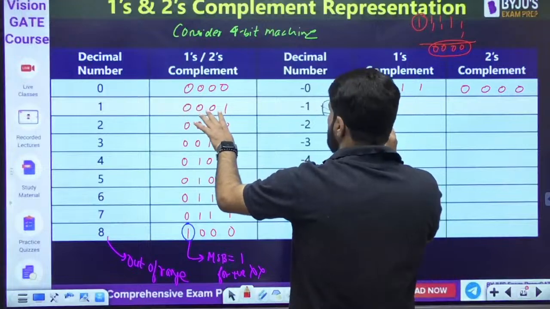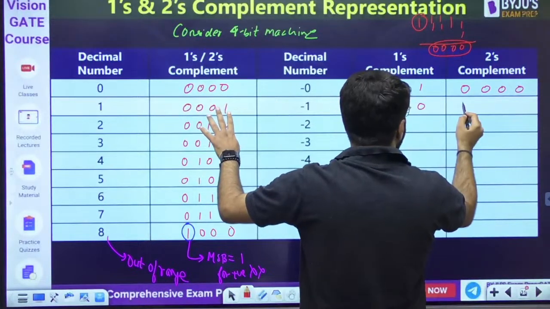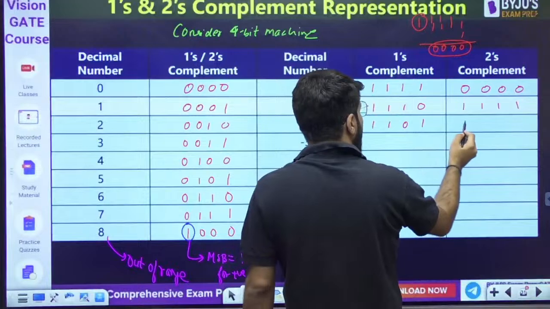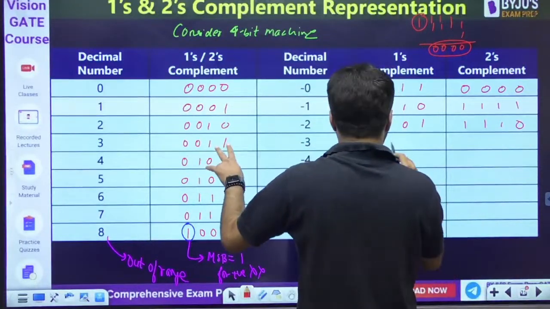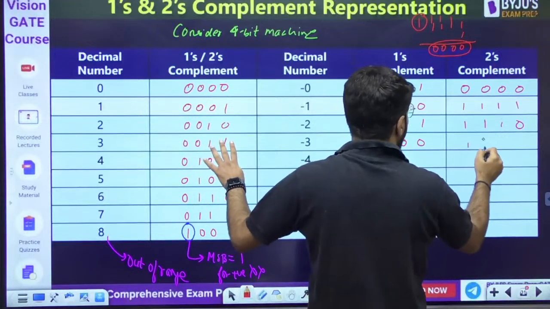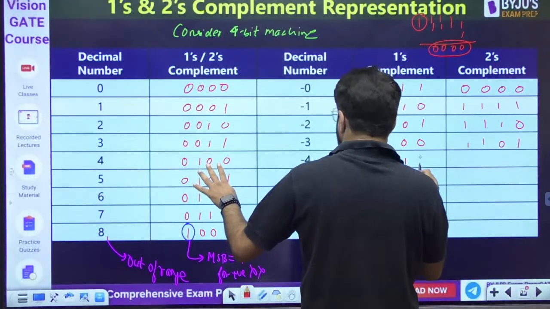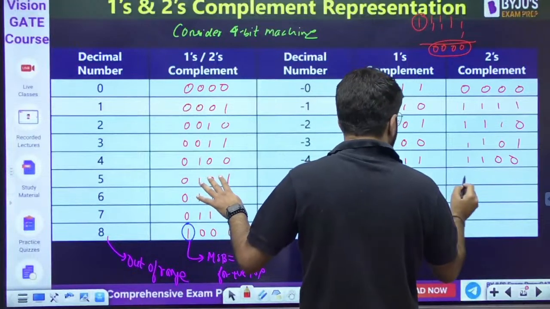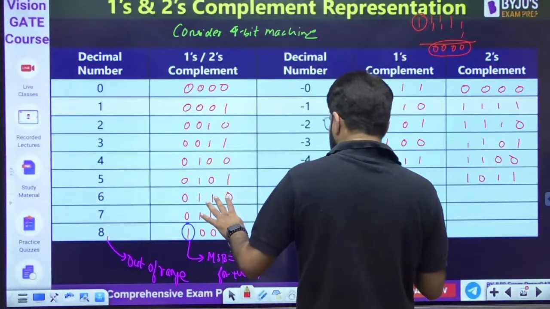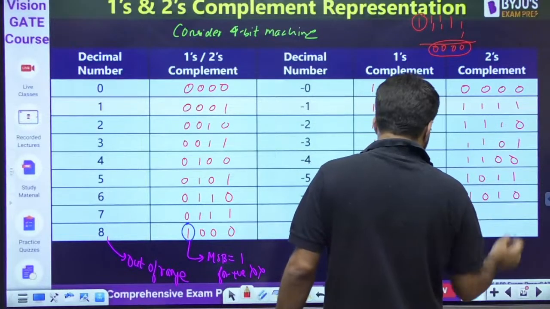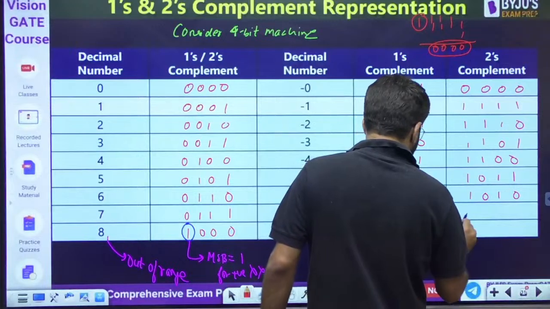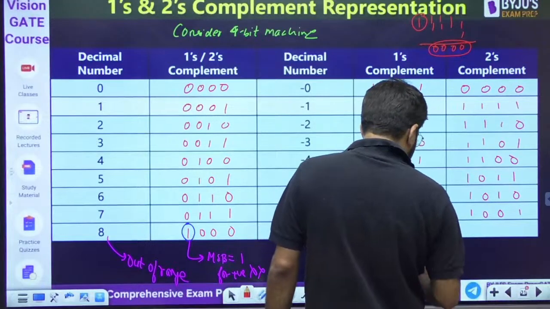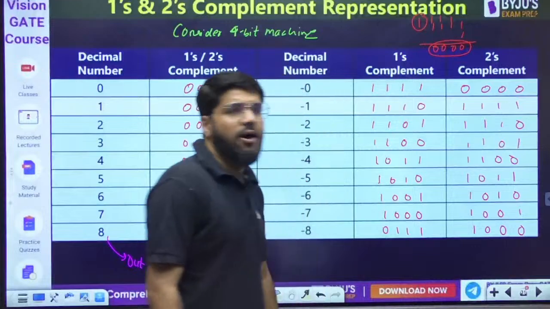Now, minus 1. We know what is 1. Take the 1's complement: 1110. Plus 1 gives 1111. That is the 2's complement. Now, take the 1's complement for the next number: 1101. Adding 1, you will get 1110. Then 1100, add 1, so 1101. Next is 1011, yahan pe aa jayega. Add 1 to 1100, this is 1010. Add 1 to 1011, this is 0110. To 1001, plus 1 gives 1010. Then 0111 becomes 1000. Add 1: 1001. Finally, 1000 becomes 0111. Now add 1: 0111 plus 1 gives 1000. Now, do you sense any problem here?